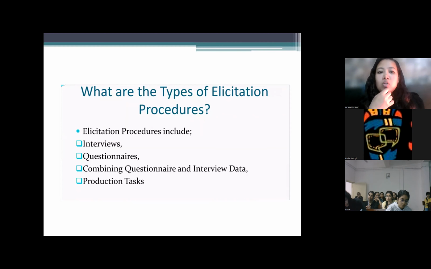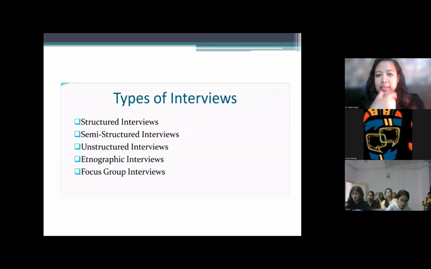So again, Swadesh word list mein bhi aapko interviews karne ki zarurat padegi, because of course you will not be collecting one word list from just one informant. That is not how elicitation works. You need to have the data checked and rechecked and reinforced by members of the community, right? So we have these different kinds of elicitation procedures. You have interviews, questionnaires, combining questionnaires and interview data, and then you have different production tasks.